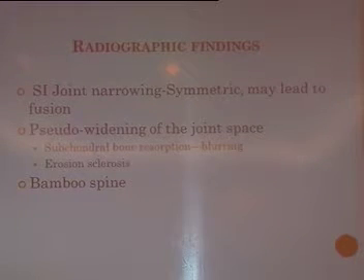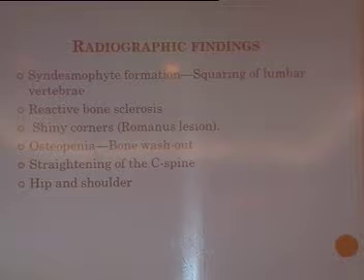Bamboo spine, as typically described, is the ossification of the anterior spinal ligament as well as fusion of the apophyseal joints of the spine. We also see syndesmophytes and squaring of the lumbar vertebrae, especially loss of the anterior concavity. The reactive bone sclerosis is also labeled as a Romanus lesion, where the superior and inferior margins give rise to bone sclerosis in the later stage. We see osteopenia and straightening of the cervical spine. Hip and shoulder are rarely involved. So these are some of the X-rays, showing how the bamboo spine and the SI joint involvement look.